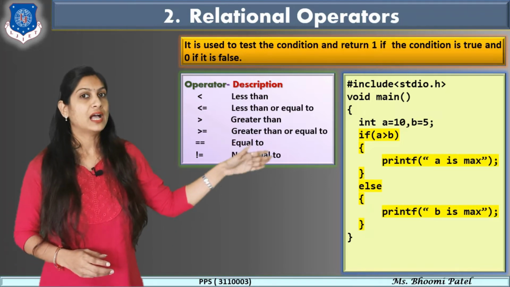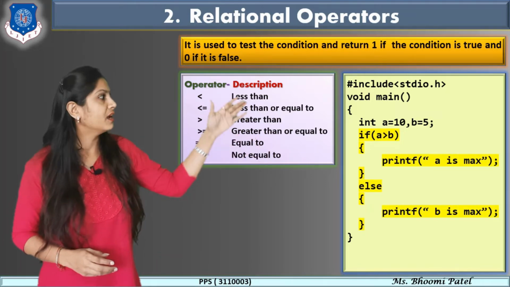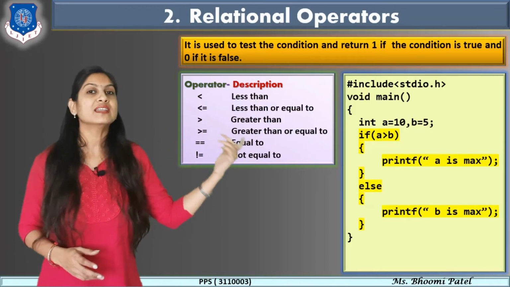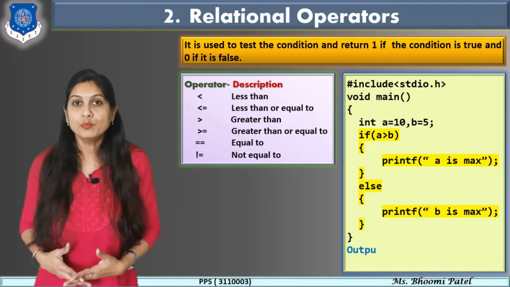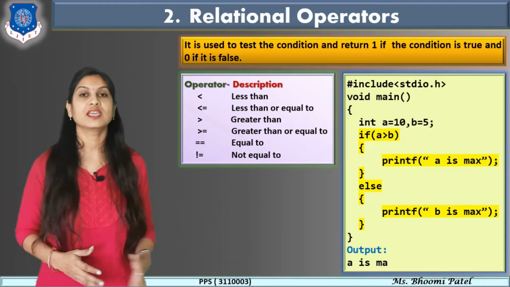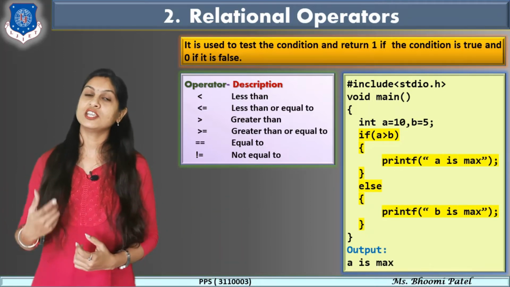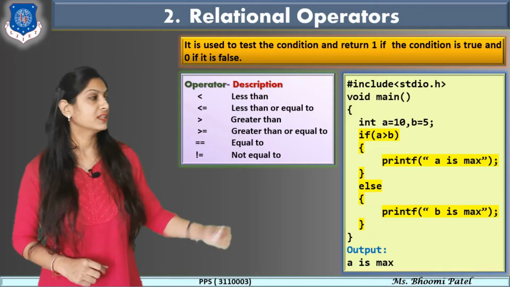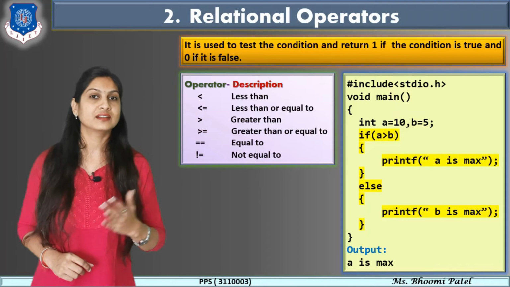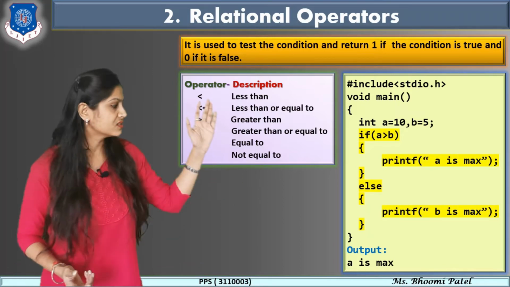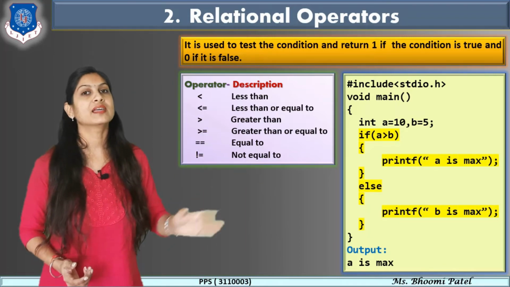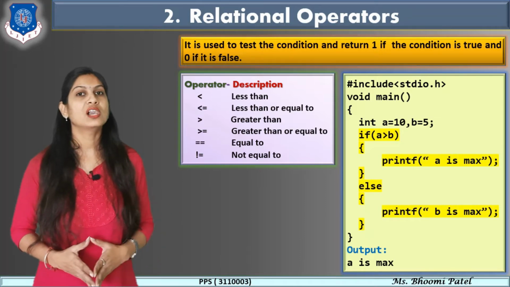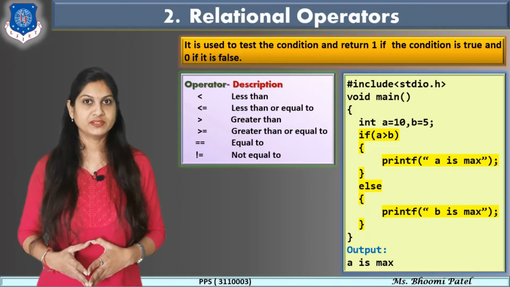So here is how this program is executed. 10 is greater than 5, yes obviously. So the if part is executed and the output will be generated, that is A is max. But suppose I change the value of B to 50. Then what happens? The condition becomes false. 10 is greater than 50? No. So it jumps directly to the else part and prints the message B is max. So these are all the relational operators.